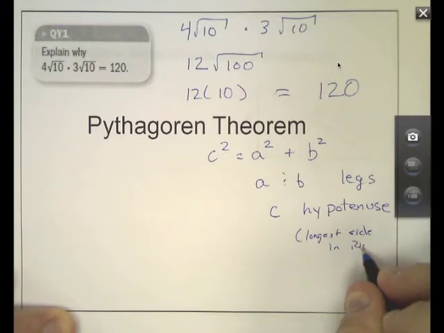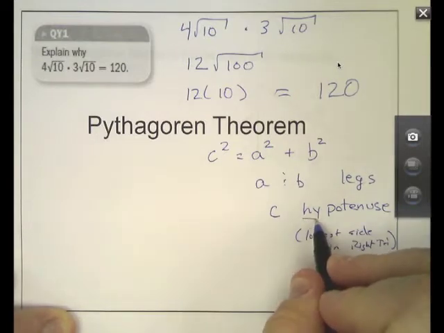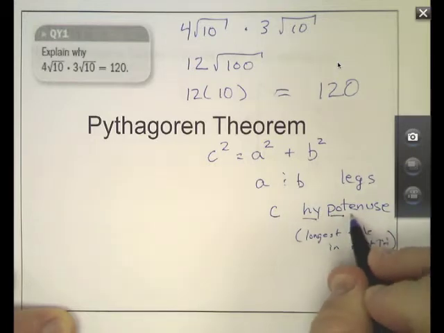Hypotenuse is the longest side in your right triangle.